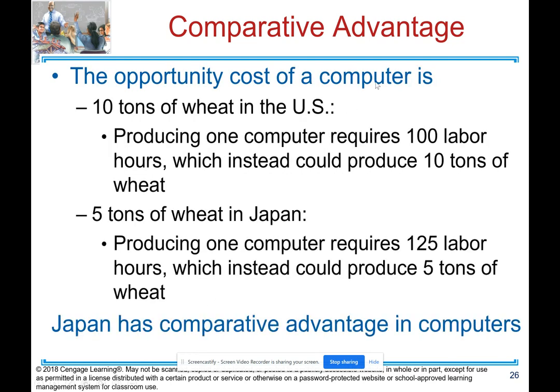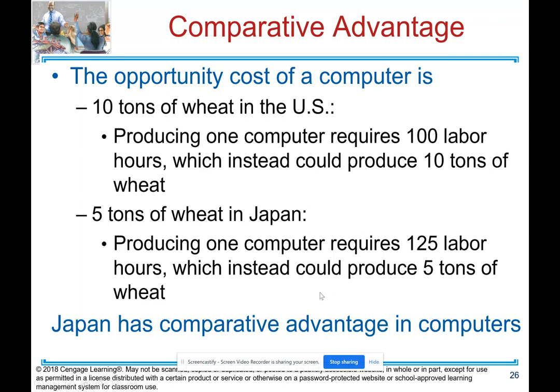The opportunity cost of a computer is 10 tons of wheat in the United States. How did we measure opportunity cost? The slope of the production possibilities frontier. So producing one computer requires 100 labor hours, which instead could produce 10 tons of wheat. In Japan, producing one computer requires 125 labor hours, which instead could produce 5 tons of wheat. Japan has comparative advantage in computers.